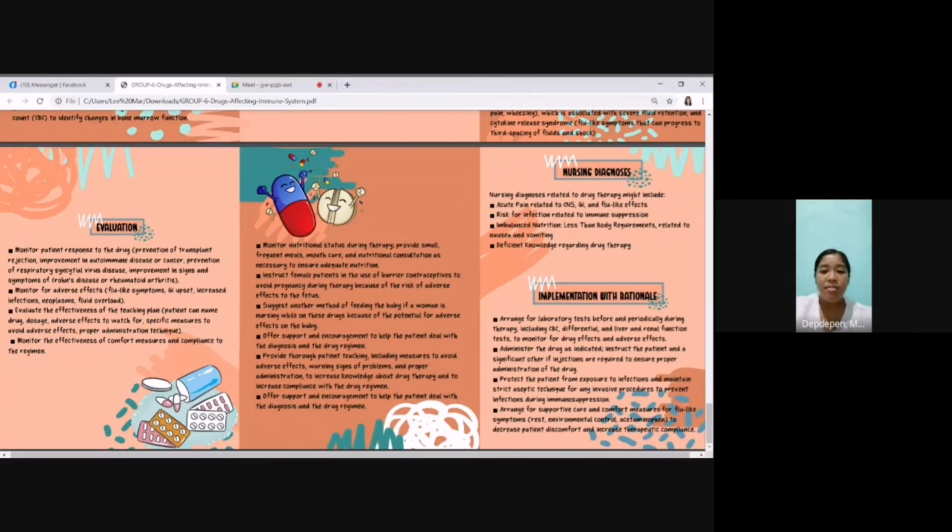Provide thorough patient teaching. And then lastly, offer support and encouragement to help the patient deal with the diagnosis and the drug regimen. Next, we have the evaluation. Monitor patient response to the drug. Next is to monitor for adverse effects. Evaluate the effectiveness of the teaching plan. And the last one is to monitor the effectiveness of comfort measures and compliance to the regimen.